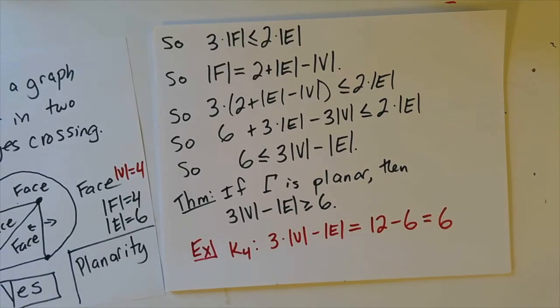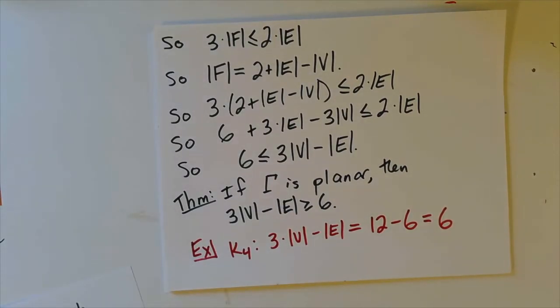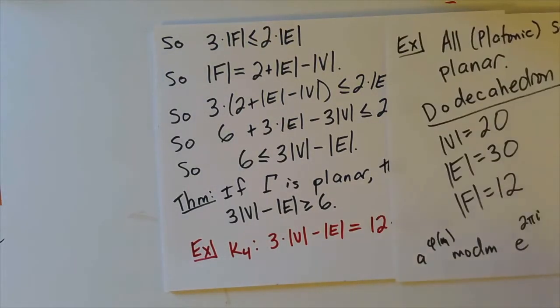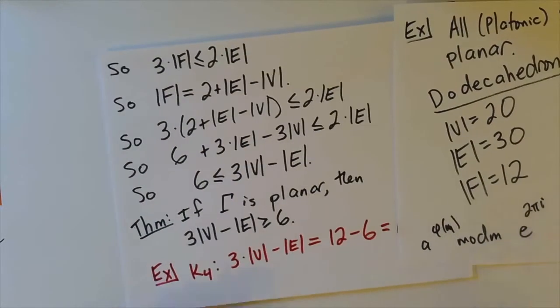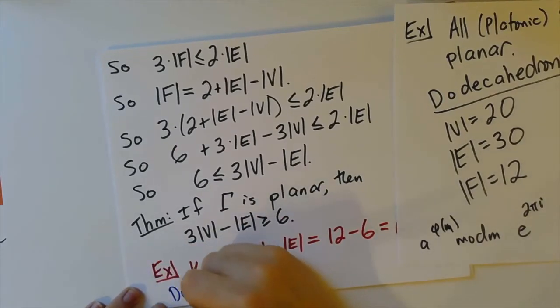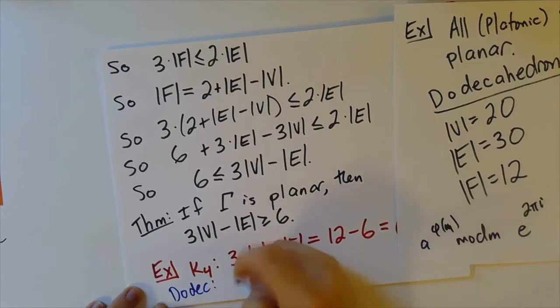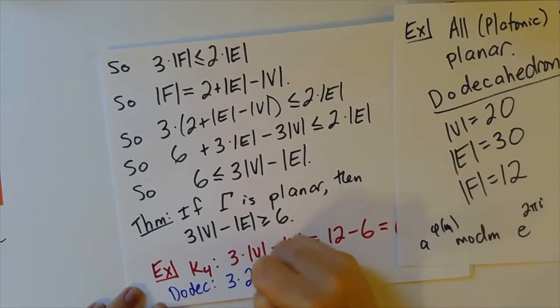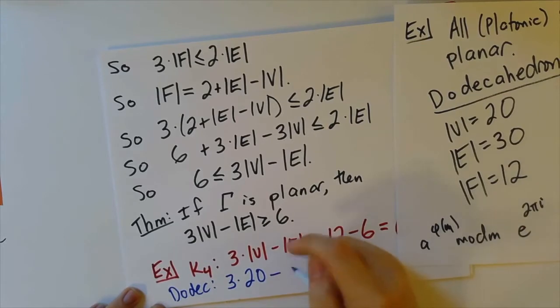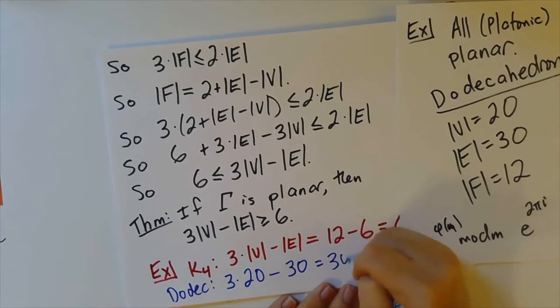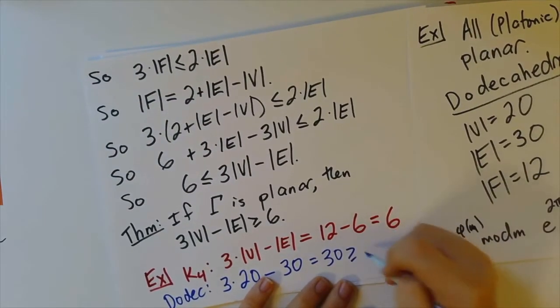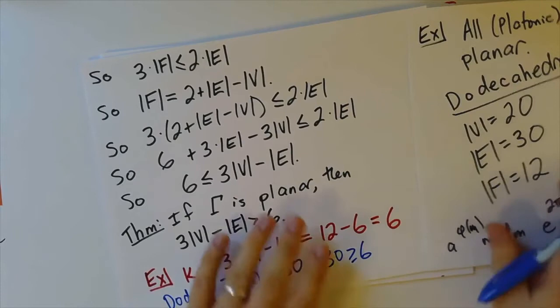Okay. Or if you want me to be more adventurous and try and deal with larger numbers, we can check this for the dodecahedron. Namely, we can look at this 20 and 30. And so for the dodecahedron, what are we going to get? We're going to get 3 times 20 minus 30. And that is going to be 30. And that, lo and behold, is also larger than or equal to 6. In fact, it's much larger than 6.